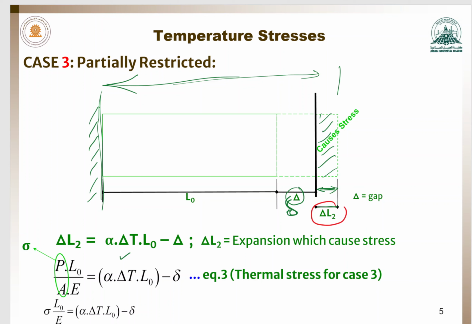So go to the next slide. What can I write now? I can write sigma is equal to, you can simply say, you take E on this side, E divided by L naught into alpha delta T into L naught minus delta you can write. Otherwise, you can only use this formula. When we solve the problems, you will know it. Okay. This is for partially restricted case.